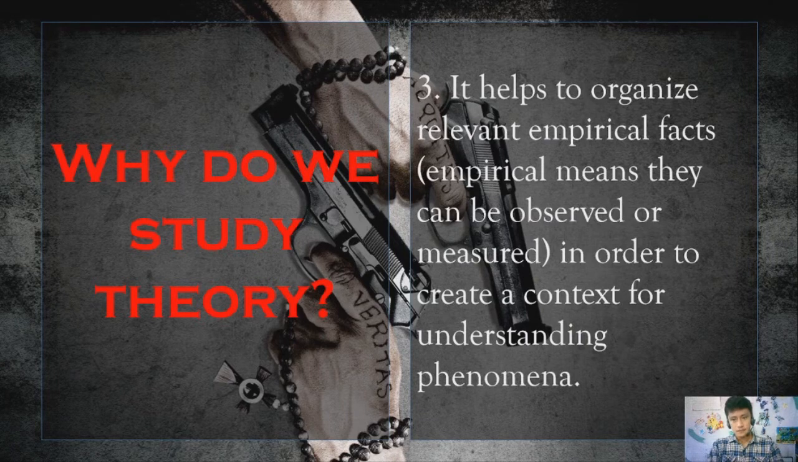And we have here the third one: it helps to organize relevant empirical facts. Empirical meaning it can be observed or measured, in order to create a context for understanding phenomena. We can relate it here in our subject, just like in the crime triangle theory. If in the future you become a police officer, you will know what the crime triangle theory is all about, because you were able to read about it. So what are the elements needed in order for a crime to exist.